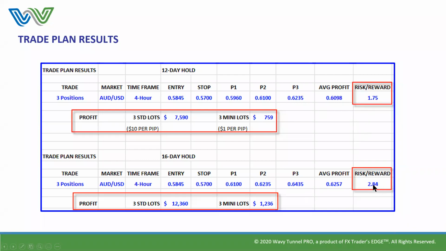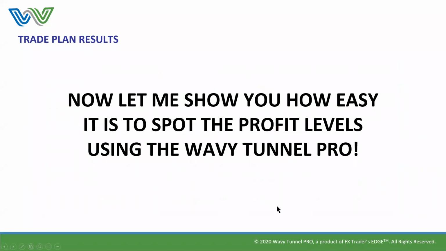The risk reward is higher, it's 2.84, because we extended our profits. That's how you get your risk reward to be higher, when you extend your profit targets. So this is one way of doing it, just one way. It has nothing to do with taking different positions, adding on. I mean, you could certainly trade like that as well. This is just a trade management strategy, to take all your positions at once and exit at three different points. Now let me show you how easy it is to spot profit levels using the Wavy Tunnel Pro.